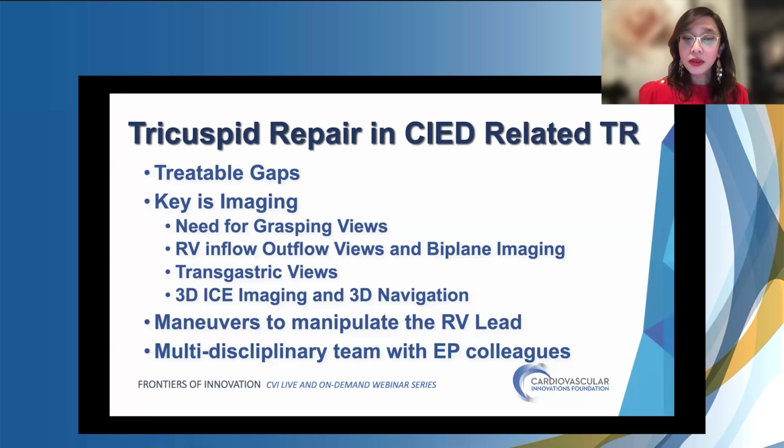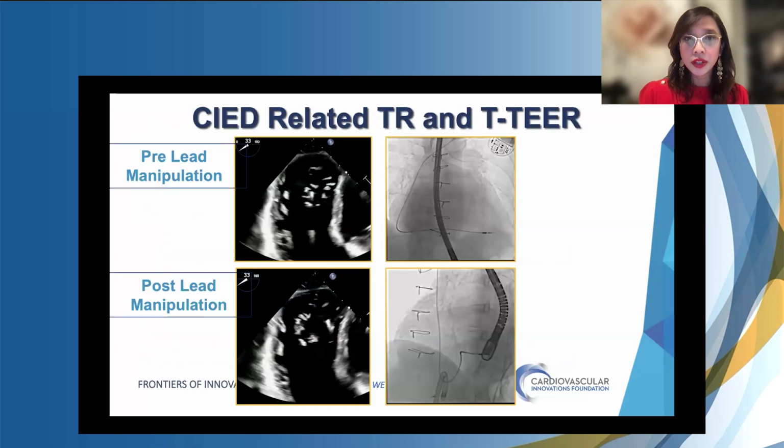The other thing to think about is maneuvers to manipulate the RV lead, which Paul and I have published papers on with the Agilis maneuver. And most importantly, when handling CIED-related TR, I think you really need close collaboration and a multidisciplinary approach with your EP colleagues at your site as to what the plan is for these patients, because they are complex. Is there a repair or replacement technology for this patient? And if you extract the leads, what is the backup plan if things go south? So certainly collaboration with your EP colleagues is really, really crucial.